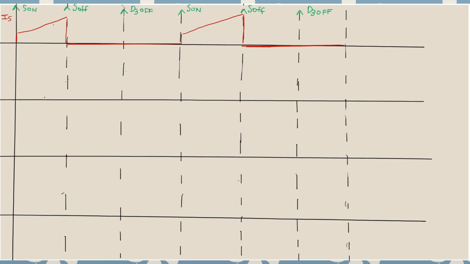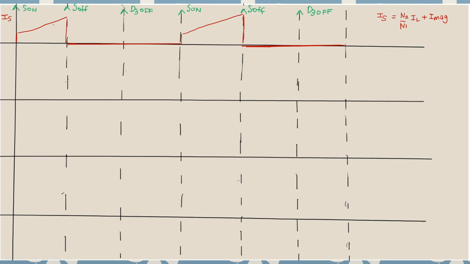So let's have a look at the IS. Do you still remember the formula? IS equals N2 divided by N1 times IL plus Imax. This is the formula that you have to memorize. Because of this, IS has two components: one is IL and the other is Imax.